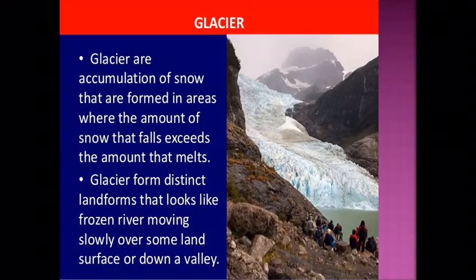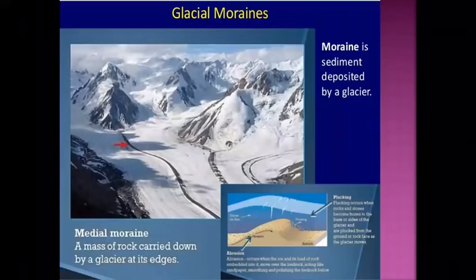Another one is the glacier. What is a glacier? A glacier is basically a river of ice. Glaciers are accumulations of snow that are formed in areas where the amount of snow that falls exceeds what melts. Glacial moraines. Moraine is a sediment deposited by a glacier.